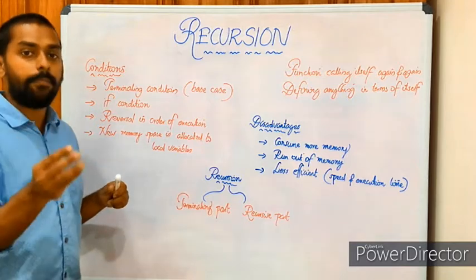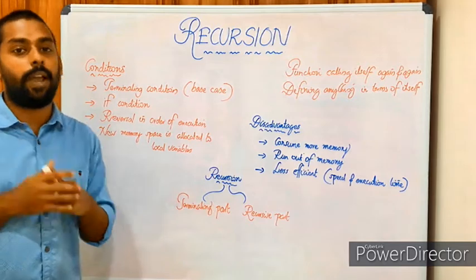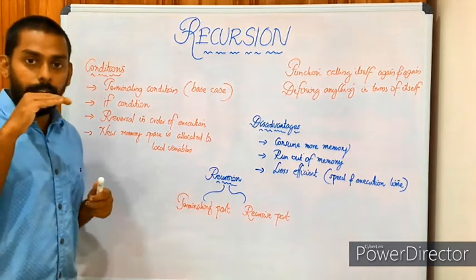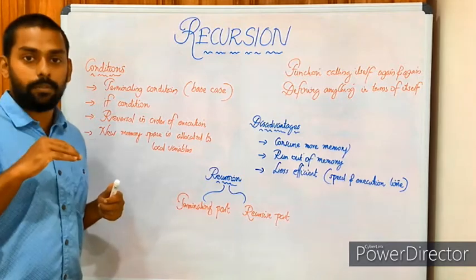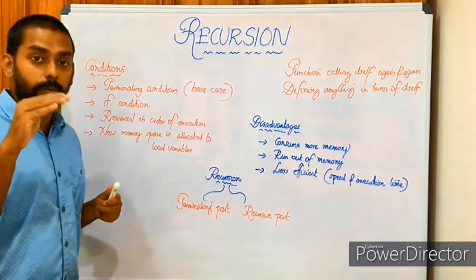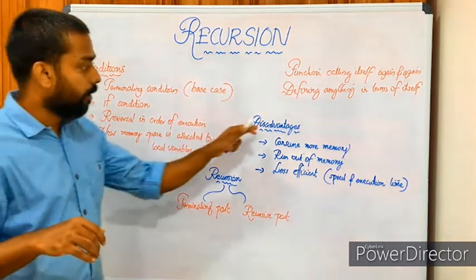The specialty is that local variables maintain the same name but with different sets of values. In each function call, the variable gets a different set of values, with the same name. Let's see an example. Then disadvantages.